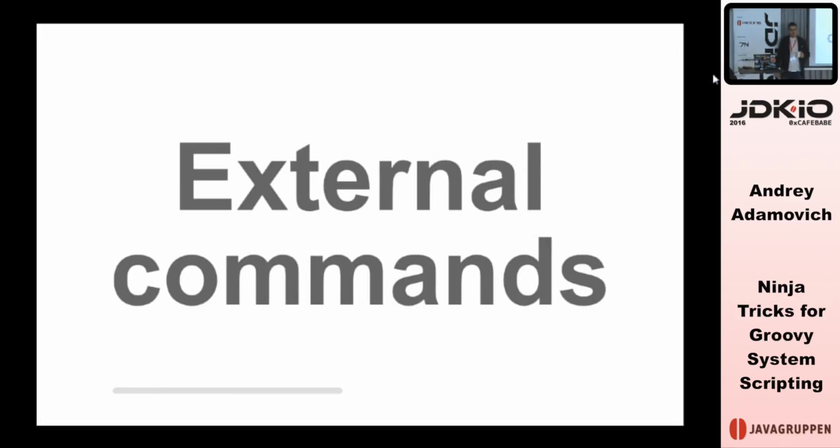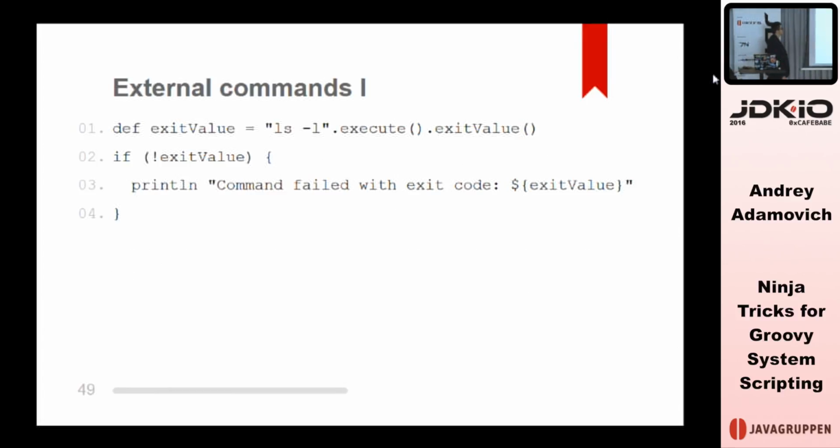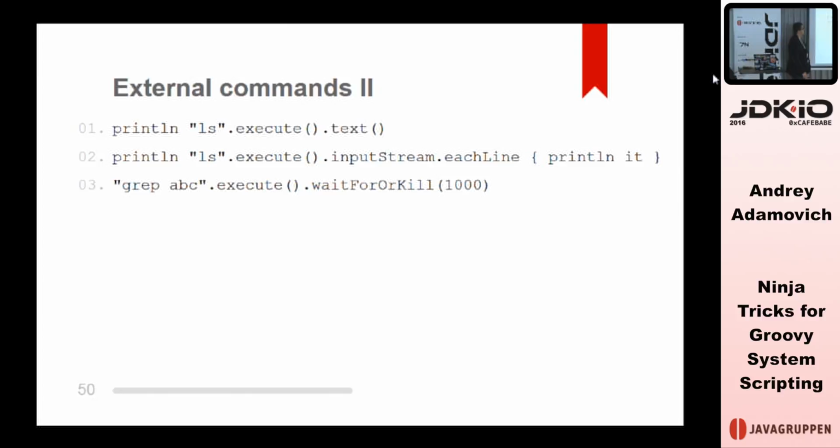Groovy also has facilities to run external commands inside a Groovy script. And this is actually an extension on top of the String class. So in this case, we run an ls command, which is a string, and a string has a method called execute. That's of course a Groovy extension; we don't have that method in Java. The execute method returns a Process object, which we can operate on. In this case, we just get the exit value from the ls, and we can then check it.